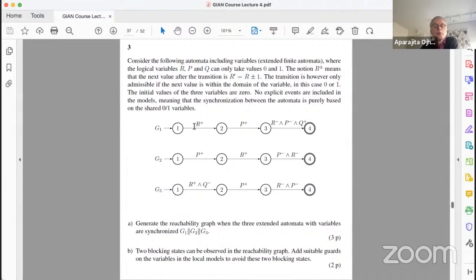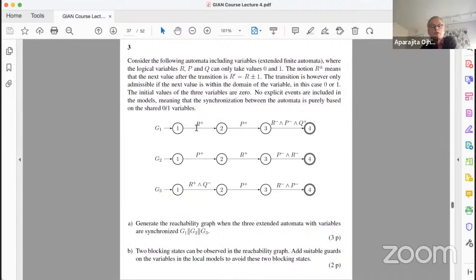Here I first make an R plus, I increase R from 0 to 1. And if I do that also for P, then here R is 1 and P is 1. And then the next state in G1 is to increase P further, but that's not possible because it cannot be more than 1. And in the other one, it's asked for increasing R, and that's not possible either when you are in this 2-2 state.